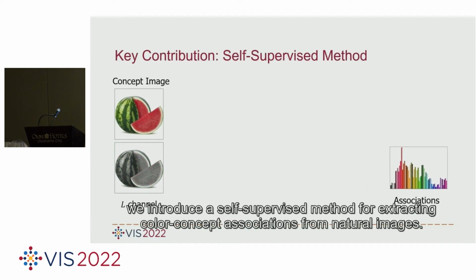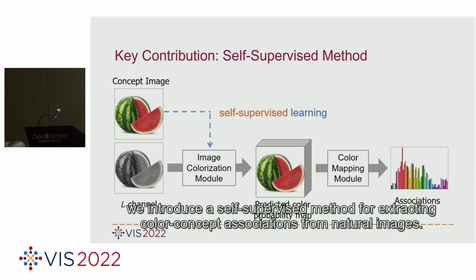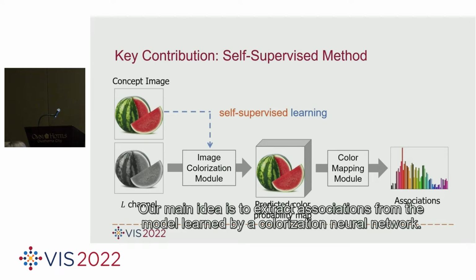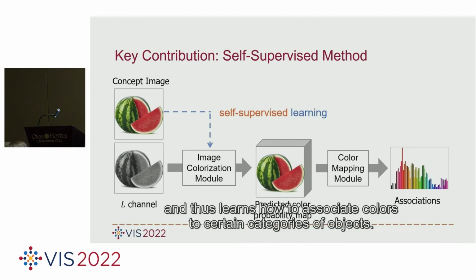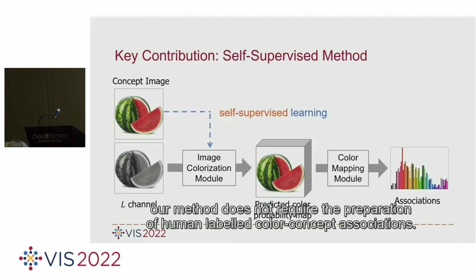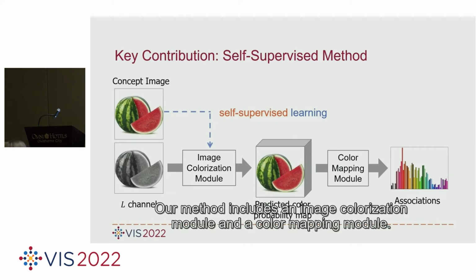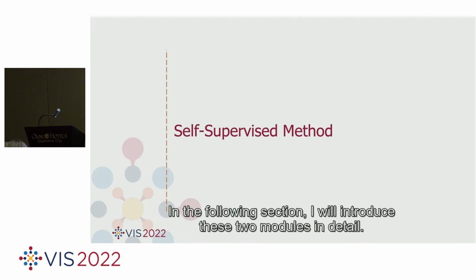In this work, we introduce a self-supervised method for extracting color concept associations from natural images. Our main idea is to extract associations from the model learned by a colorization neural network. The network is trained to assign colors to the pixels of grayscale images, and thus learn how to associate colors to certain categories of objects. Therefore, our method does not require the preparation of human-labeled color concept associations. Our method includes an image colorization module and a color mapping module. In the following section, I will introduce these two modules in detail.